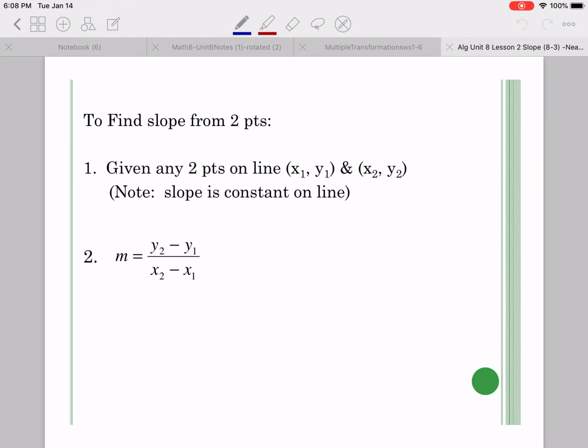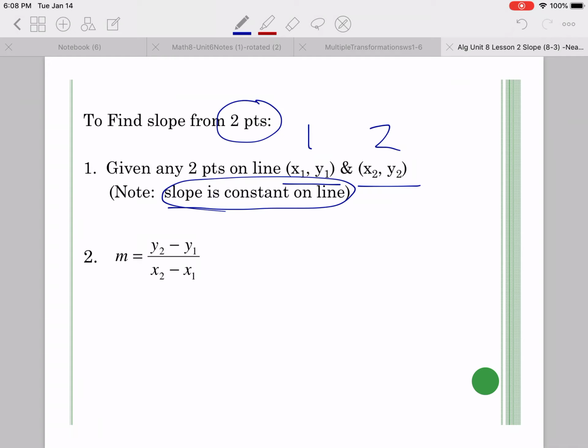All right, so to find the slope from 2 points, we'll be doing quite a bit of this here today. You can start with any 2 points. We've got x1, y1, x2, y2. We just numbered them. So ordered pair number 1 has x1 and y1, and ordered pair number 2 has x2 and y2. And the beauty here is we can use any 2 points because the slope is constant across the entire line. So any points you pick should work just fine.